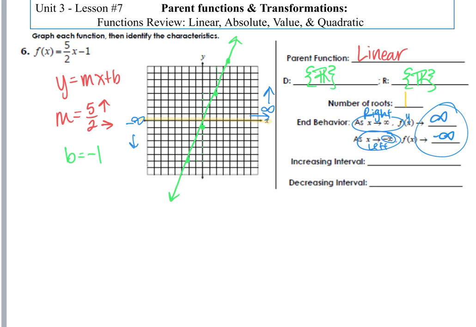Increasing and decreasing intervals. Notice we don't ever change direction. We don't have a vertex. We have no turning point, so we're always headed in the same direction. From left to right, it's always moving up. It's always increasing. It's never decreasing. So we're going to put NA on decreasing interval. And because it's going up always, it's coming from the left, which is negative infinity, ending at the right as far as we can go, which is positive infinity. It is always increasing, in other words.